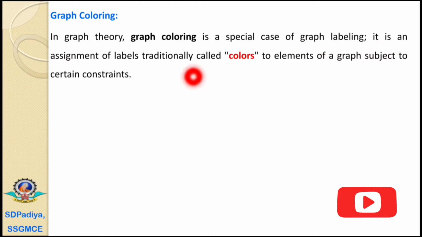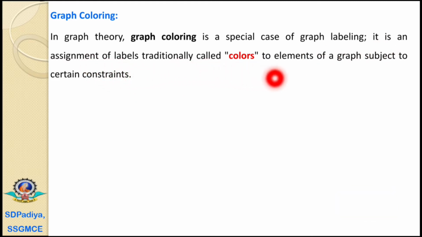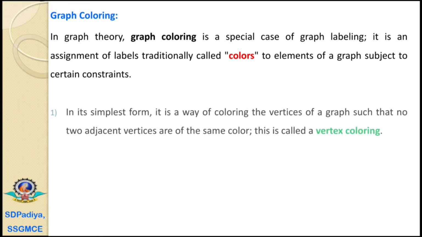It is an assignment of labels, traditionally called colors, to elements of a graph subject to certain constraints. There are three parameters of the graph: the vertices, edges and regions. If we color the vertices, we call it vertex coloring. If we color the edges, we call it edge coloring, and if we color the regions of the graph, we call it face coloring. Now what are the rules for the coloring?